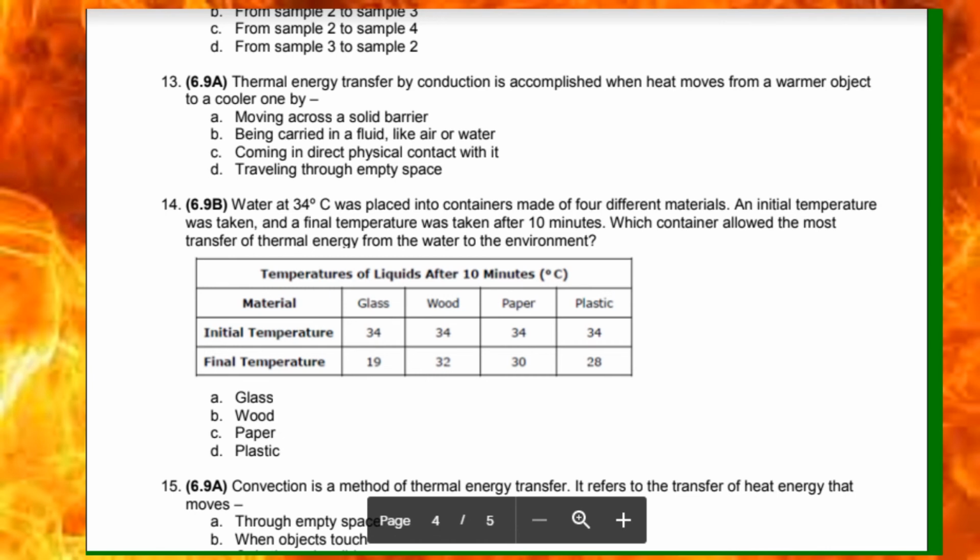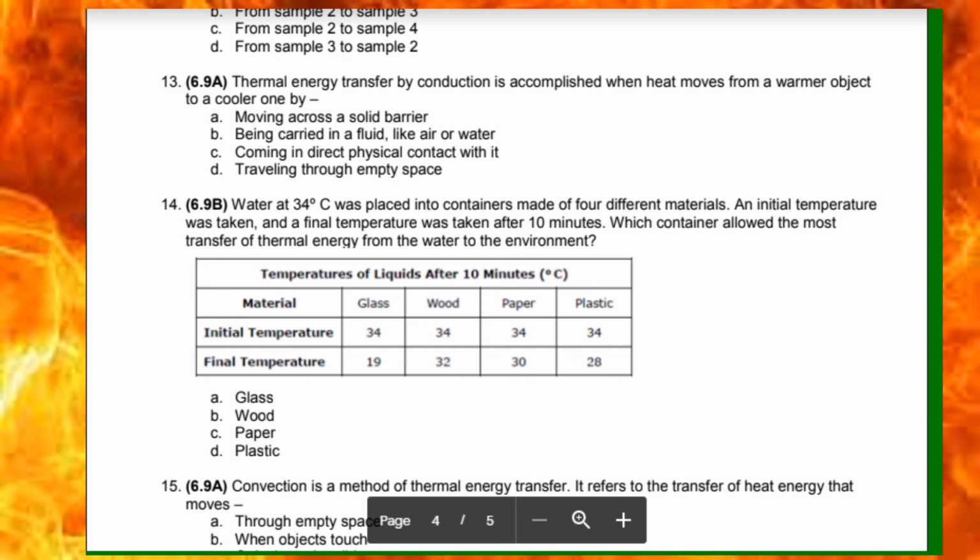Temperatures of liquids after 10 minutes in degrees Celsius. Material, glass, initial temperature 34, final temperature 19. Wood, initial temperature 34, final temperature 32. Paper, initial temperature 34, final temperature 30. Plastic, initial temperature 34, final temperature 28.